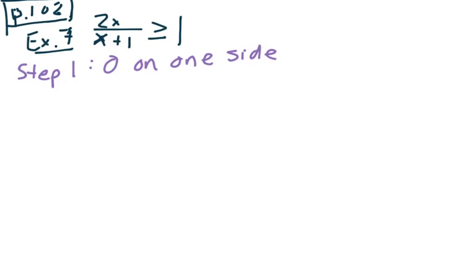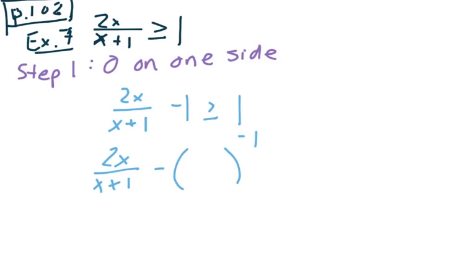So in order to do that, we're going to take this problem, the 2x over x plus 1 greater than or equal to 1, and we're going to subtract 1 on both sides. So that gives us 2x over x plus 1 minus, and we'll talk about this in just a second, that's going to be greater than or equal to 0.